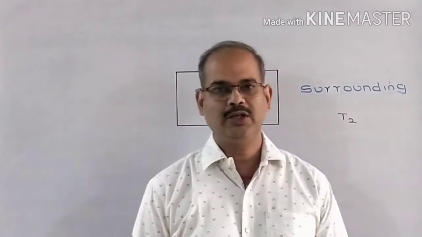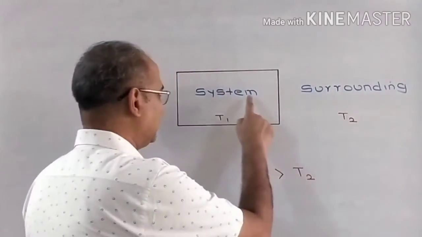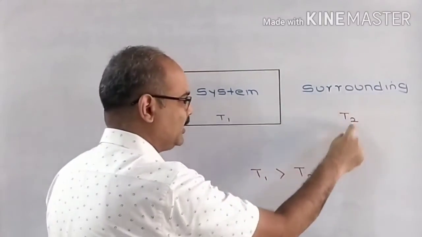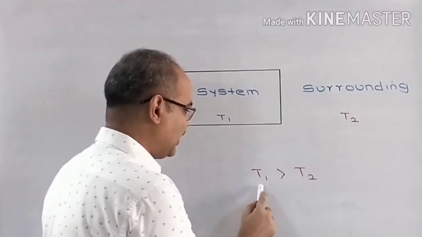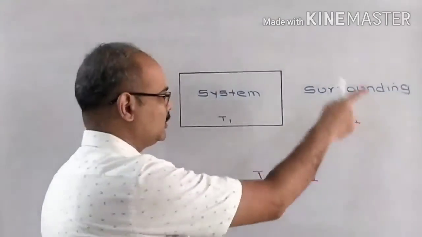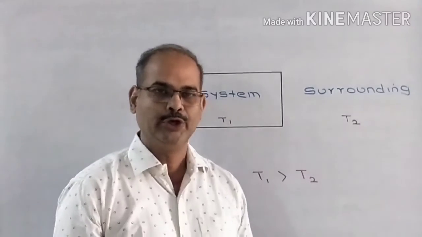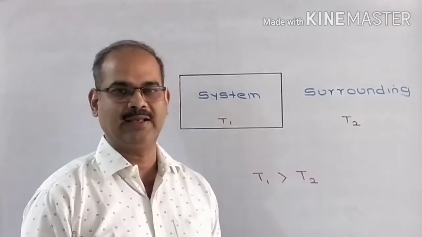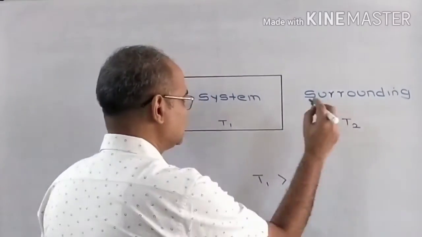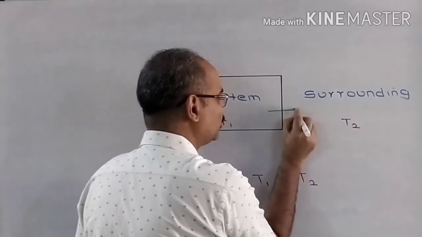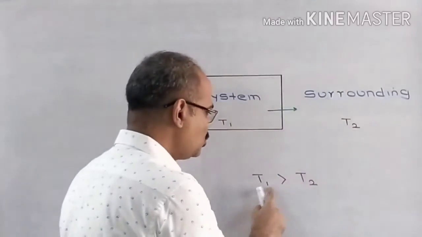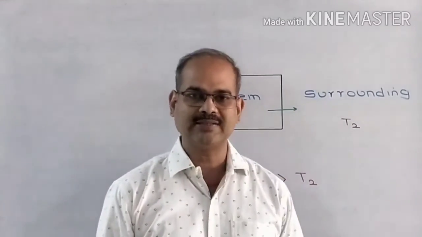Now let us see the nature of heat. Let us assume that there is a system which is at temperature T1 and its surrounding is at temperature T2. Let us assume that T1 is greater than T2, meaning the system is at higher temperature and the surrounding is at lower temperature. Due to the difference in temperature, there will be an exchange of energy between the system and surrounding. More precisely, the system will give away energy to its surrounding, and this energy which is exchanged due to difference in temperature is known as heat.